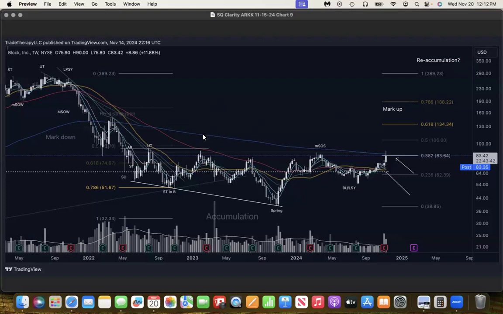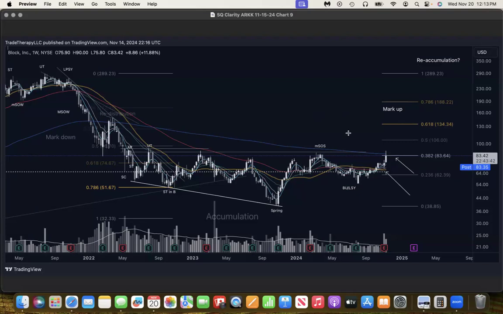We are looking at SQ, Square or Block. Block was one of the individual charts that we included in our top-down analysis for ARKK. It's one of Kathy's largest holdings. This is a long-term weekly view of it.